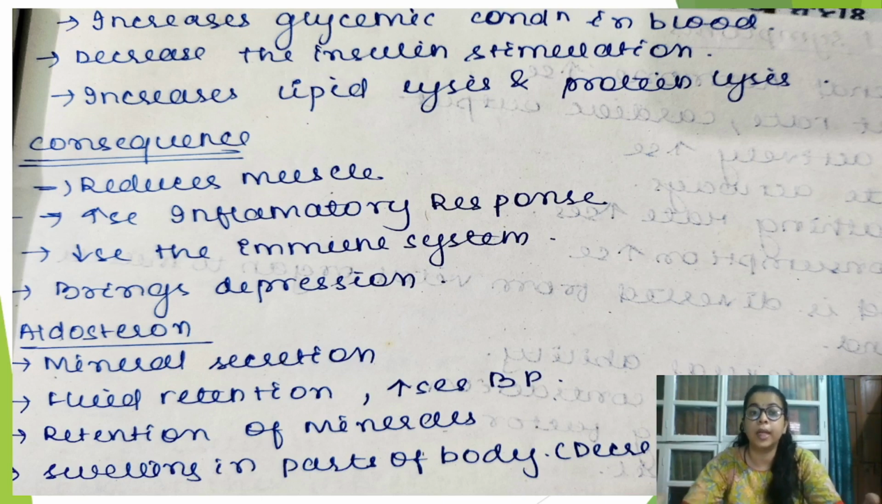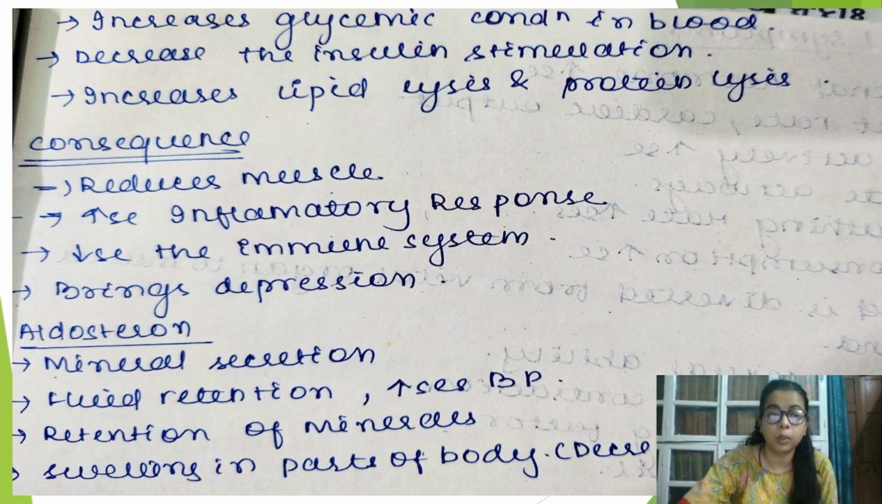As a result of which the blood glucose will increase, and if the blood glucose increases, then what will happen? It will decrease the insulin factor. Insulin can actually increase, but due to the stress condition the insulin level will decrease in our blood and gluconeogenesis will increase. As a result, the glycemic condition, that is the glucose level, will increase in our blood.